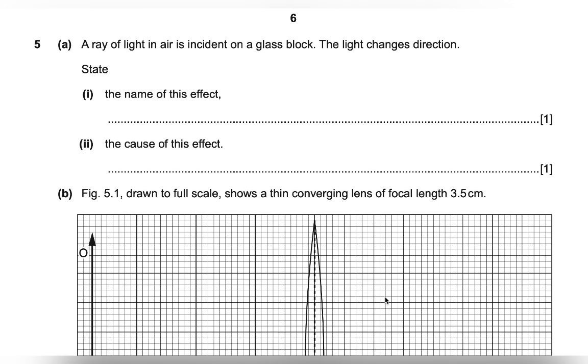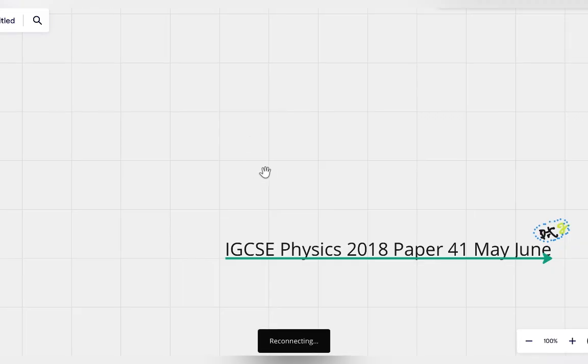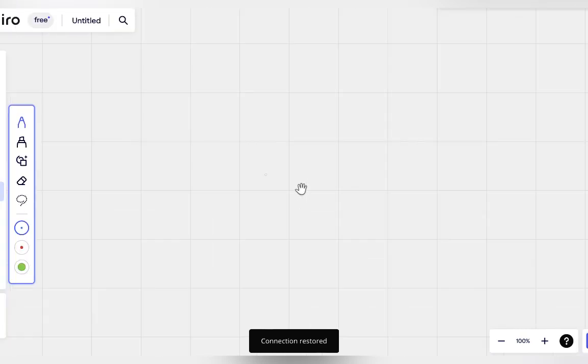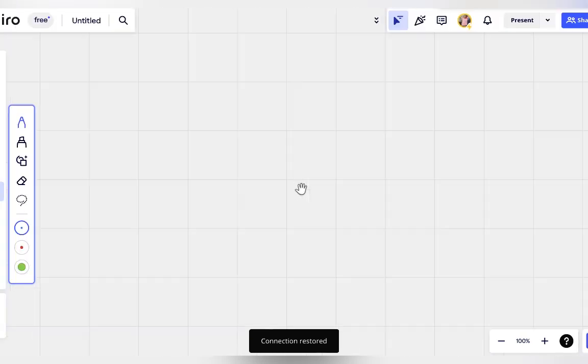The first question here is: a ray of light in air is incident on a glass block. Now the light changes direction. State the name of this effect. So when a ray of light is incident to a glass block, let's say for example if you have a glass block such as this, quickly let's take a look at this.